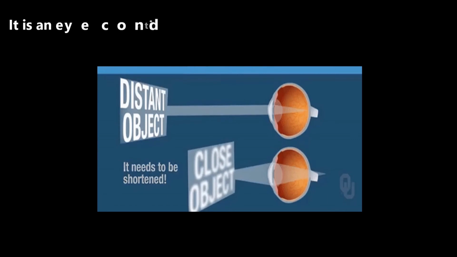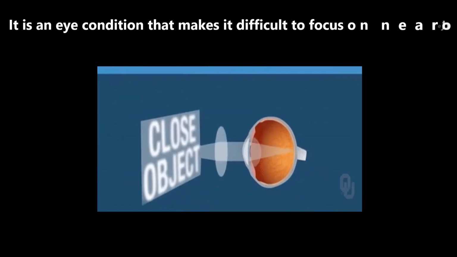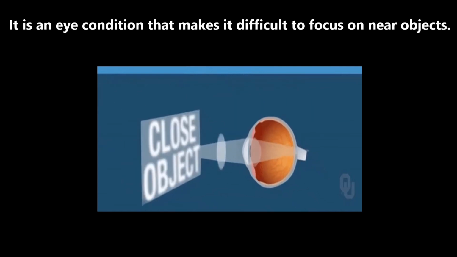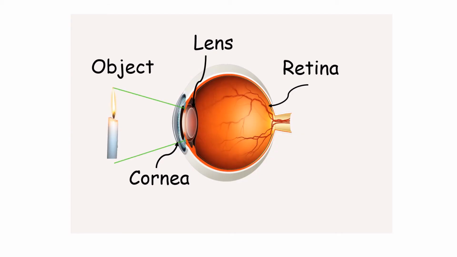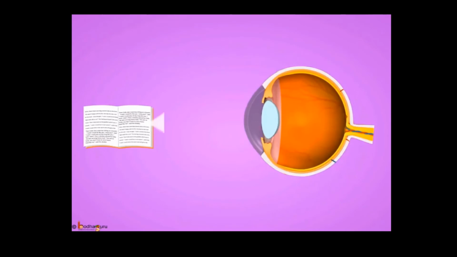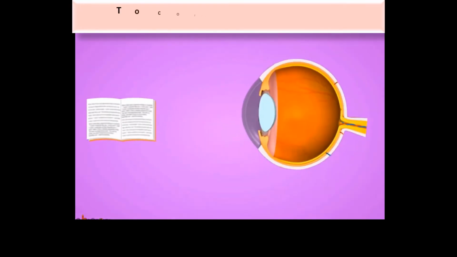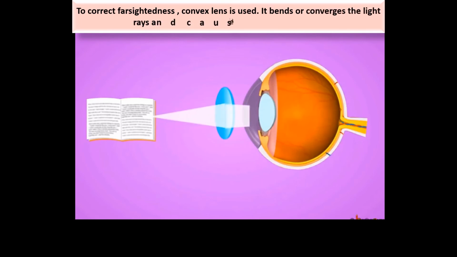It is an eye condition that makes it difficult to focus on near objects. How can this type of eye defect be corrected using a convex lens? Normal vision occurs when light is focused directly on the retina. But in a farsighted eye, the image is formed behind the retina rather than directly on it. It may be caused by the eyeball being too small or the focusing power being too weak. To correct this type of eye defect, convex lens is used. It bends or converges the light rays and causes the image to form on the retina.